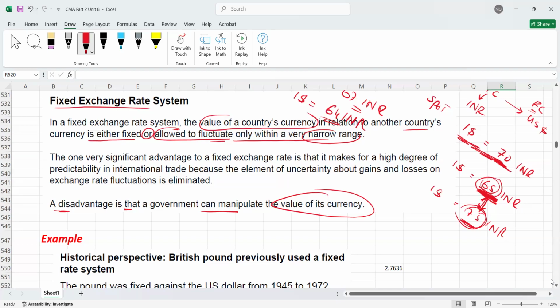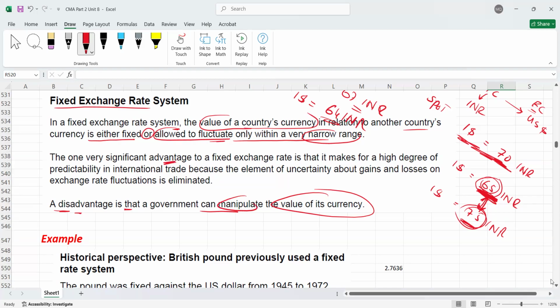If the exchange rates go below or above the range, the government will intervene and try to bring the rate back between these ranges. Now, this is a disadvantage: the government can manipulate the value of its currency. And we have an advantage also.